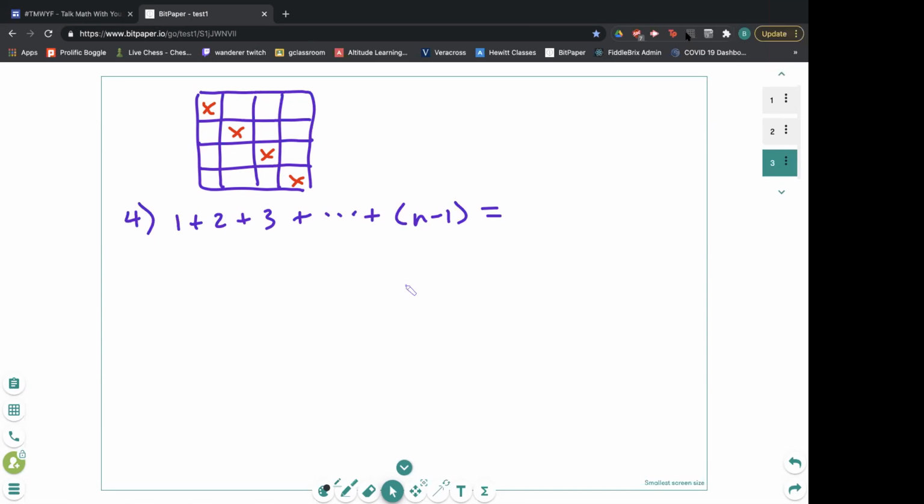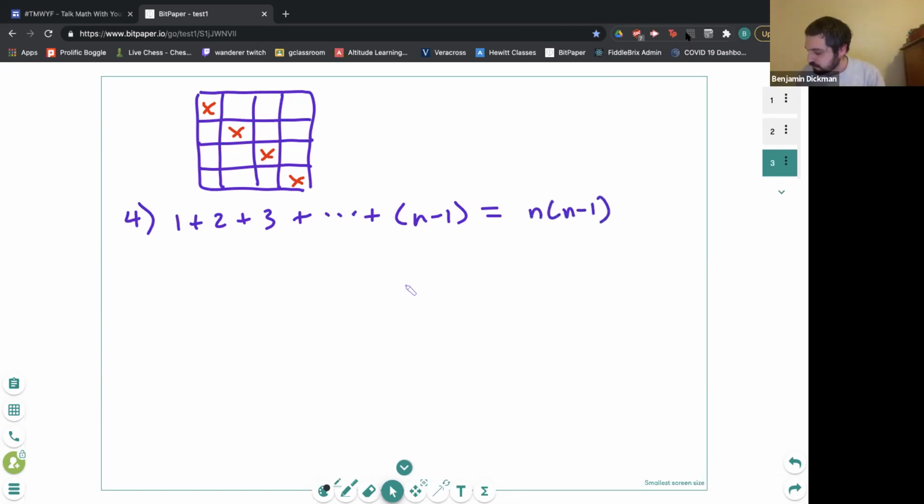Someone will have to just yell. N times n minus 1 over 2. Yeah, n times n-1 over 2. And I'm even going to expand the numerator to n squared minus n over 2 because that's what we started with. This is a new idea, I think, for some.